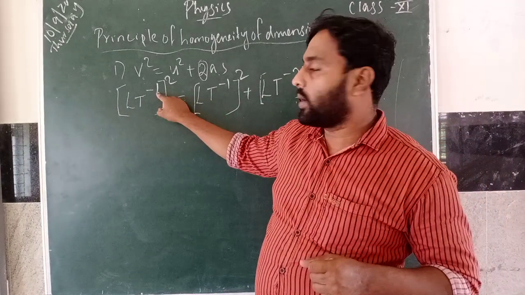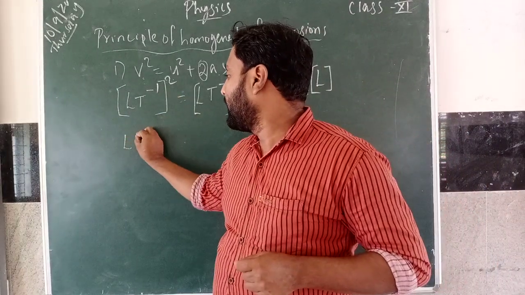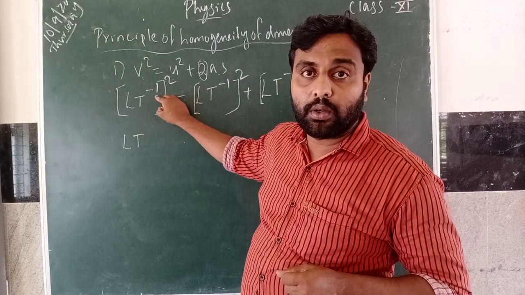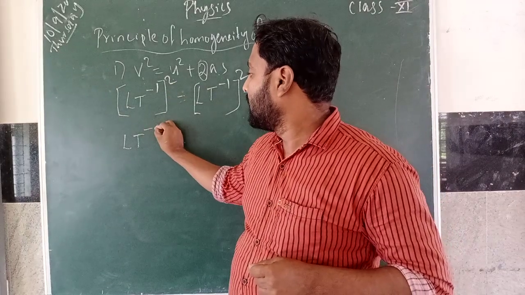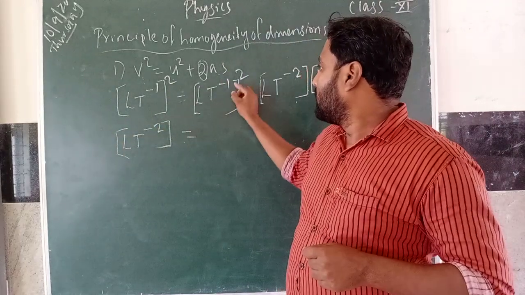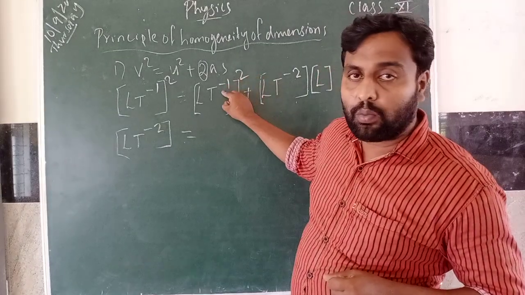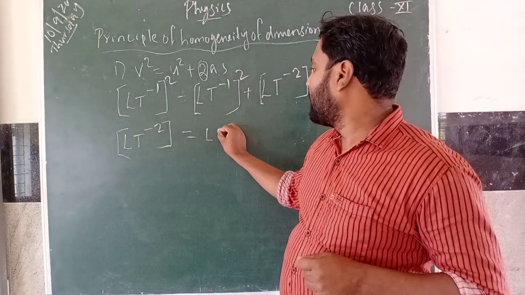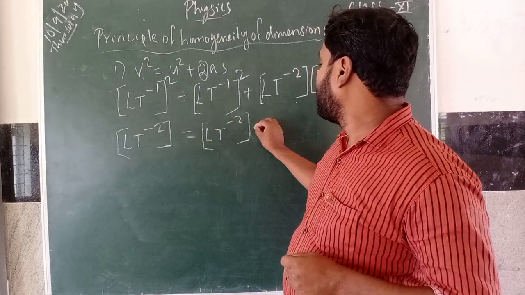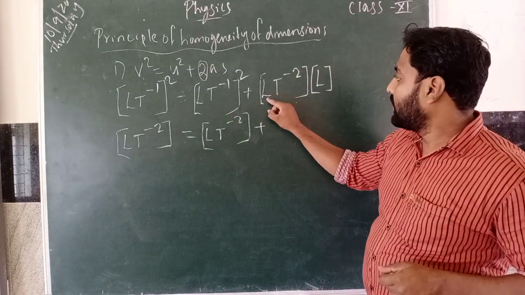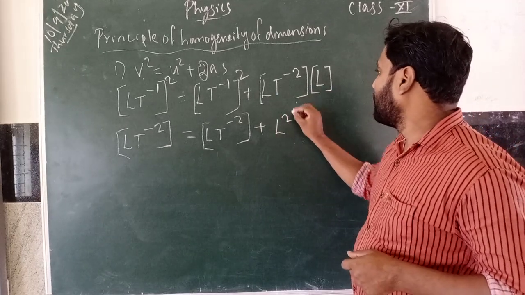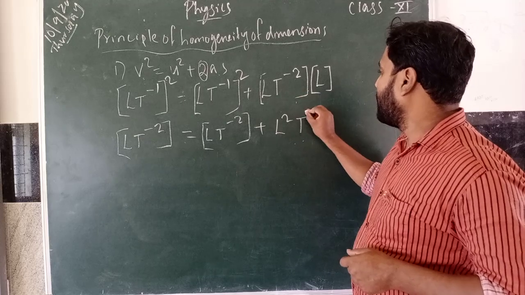Now multiply the square inside, so what will we get? LT power minus 1 into 2. Minus 1 into 2 is what? Minus 2. Equal to, here 2 into minus 1, multiply that, again T power minus 2. Plus, here L into L square, so L square, then what else? T power minus 2.